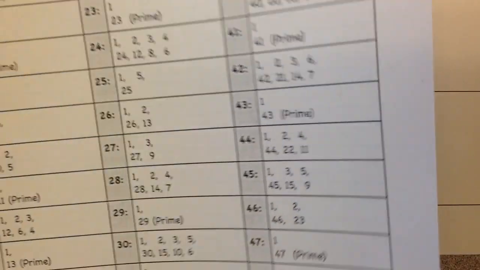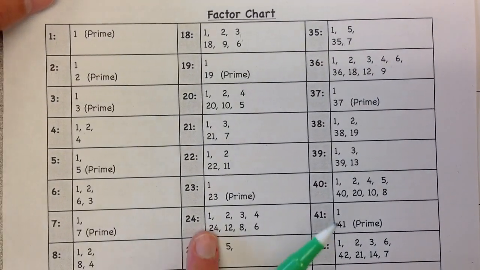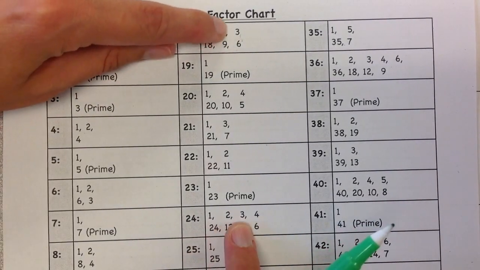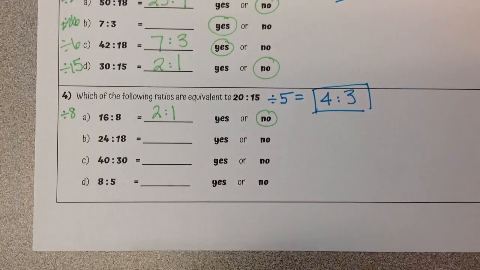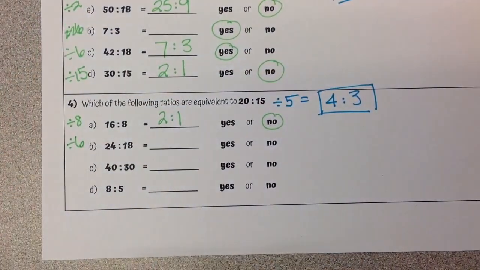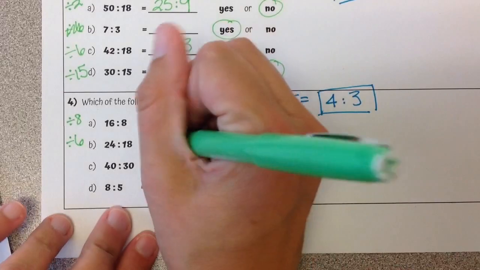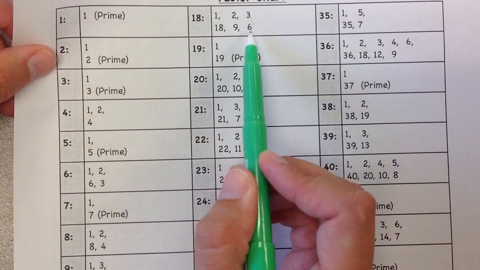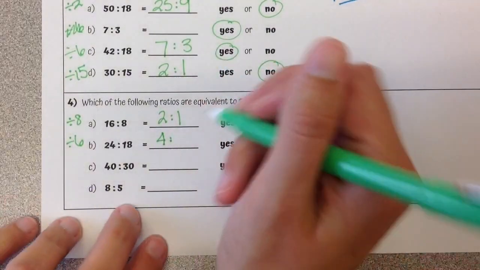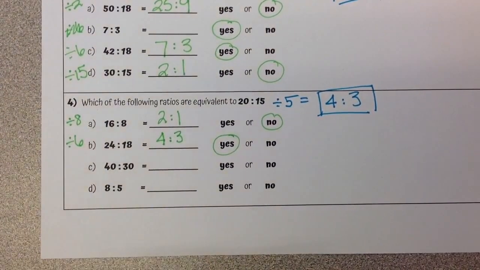24 and 18. So 24 and 18 I can fit here. They both divide by 1, 2, 3, 6, not 9, not 18. So the highest number they both divide by is 6. 24 divided by 6, the 6 matches up with 4. 18 divided by 6, the 6 matches up with 3. Is 4 to 3 the same as 4 to 3? Yep, those are equivalent.